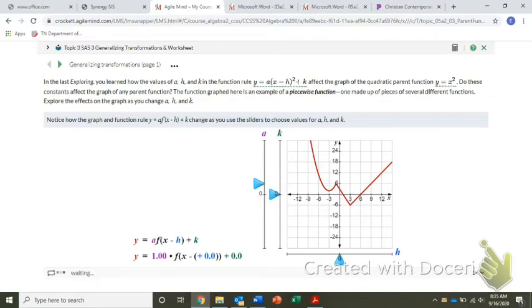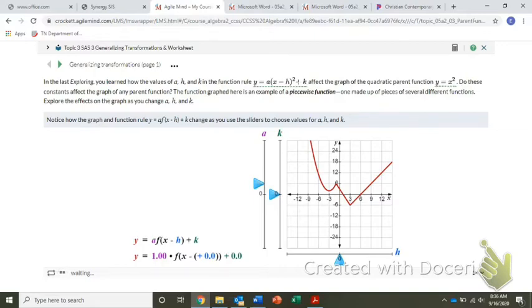All right, so first, it says, in the last exploring, you learned how the values a, h, and k in the function rule y equals a times (x minus h) squared plus k affect the graph of the quadratic parent function y equals x squared. We know those are quadratic functions because it has that square. Now, the next question says, did these constants affect the graph of any parent function? Yes, they changed the graph.